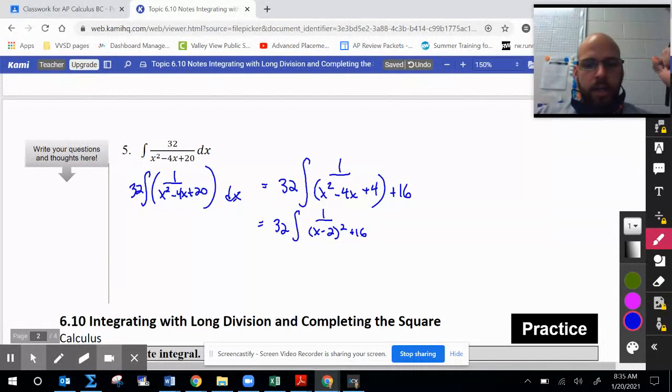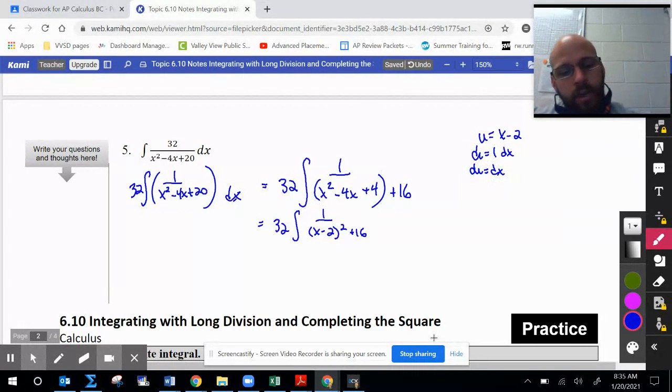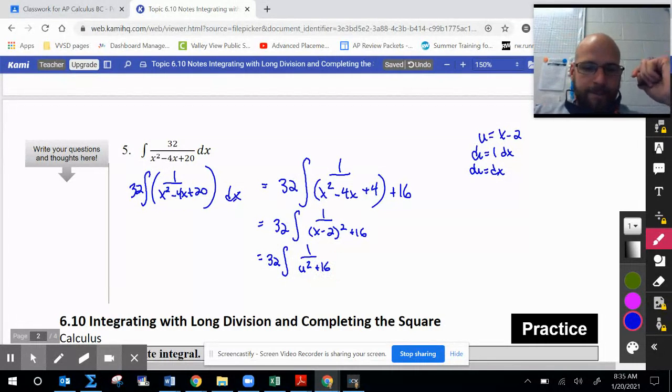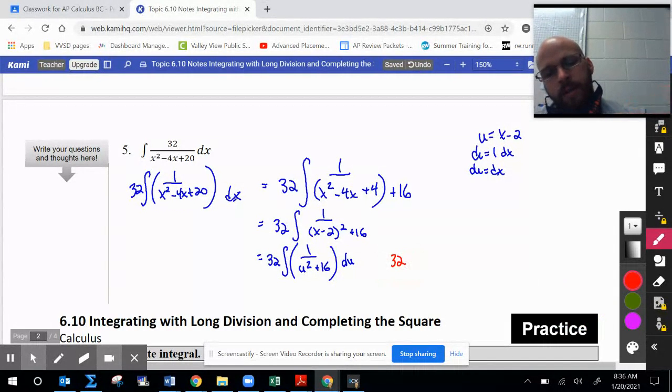Okay. And I'm going to do a u substitution. So I have u equals x minus 2, du equals a 1 dx, or in this case, du equals dx. So I can write this as now a 32 times the integral of 1 over u squared plus 16. Okay, now this is one of those special cases for inverse trig. So I want to kind of show this and take your time, pause, rewind if needed. Okay, so when I do this, I'm going to rewrite this.